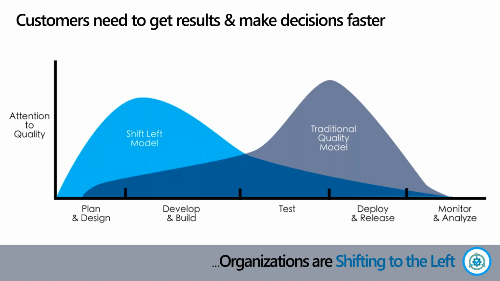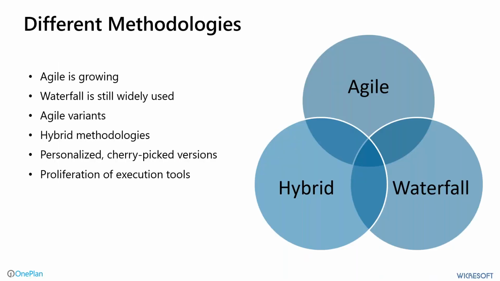These agile approaches are becoming more and more in vogue and taking hold, especially in things like software development and new product development. And organizations and the analysts will tell you that organizations are continuing to shift further and further to the left. Now, this means different methodologies are being used. So Agile's growing. Waterfall, though, is still widely used in more traditional projects. And there are other Agile variants that people are using, or they're using some hybrid methodologies where they're using a combination of Agile and Waterfall. Some people call it Scrumfall or things like that. And ultimately, a lot of folks use personalized cherry-picked versions of all the above.